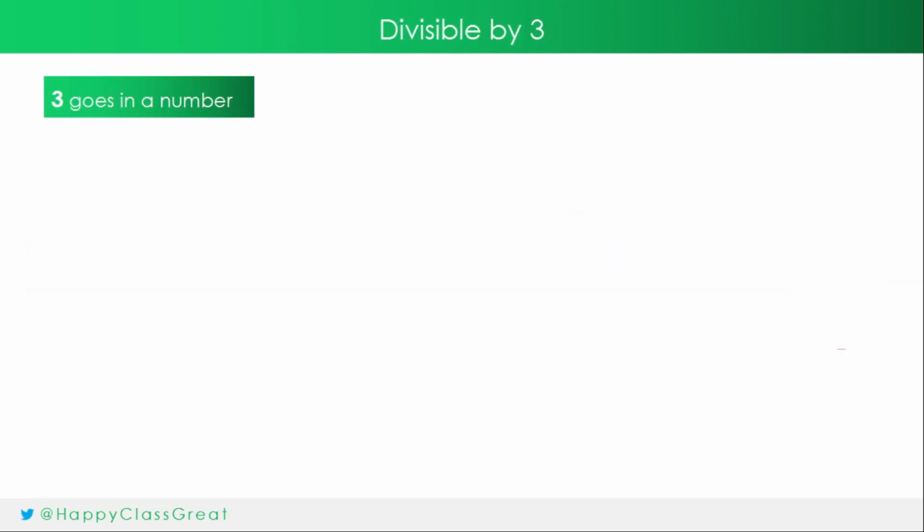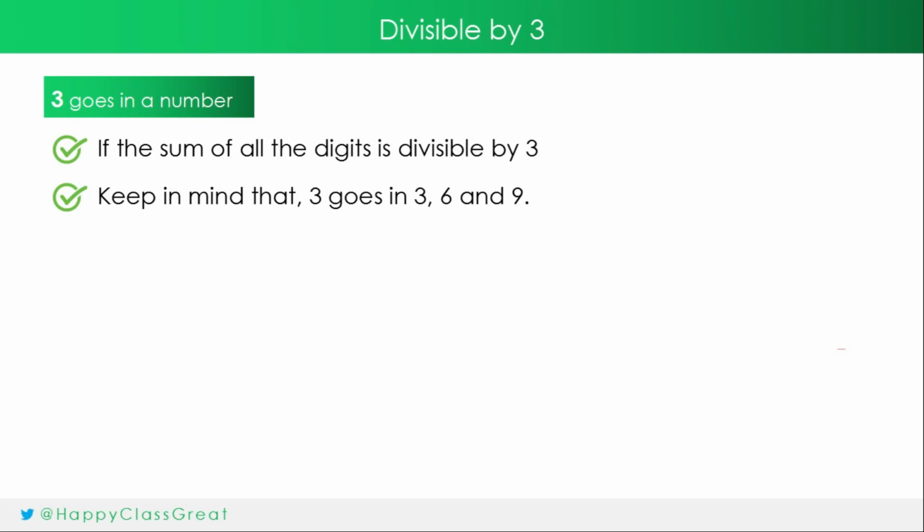So how do you know what number 3 goes in? If the sum of the digits is divisible by 3. What is the meaning of this? What does it mean, the sum of digits? I know you might not understand that one, so I want to give you a detailed example here. Keep in mind that 3 goes in 3, that's 1, and 3 goes in 6, that's 2. So 3 goes in 9, and that's 3. So let me give you an example now.